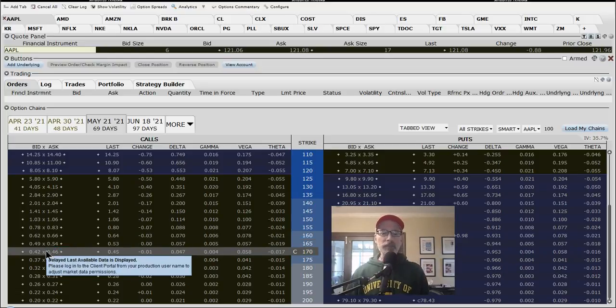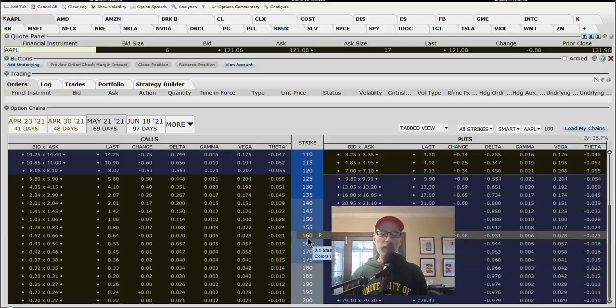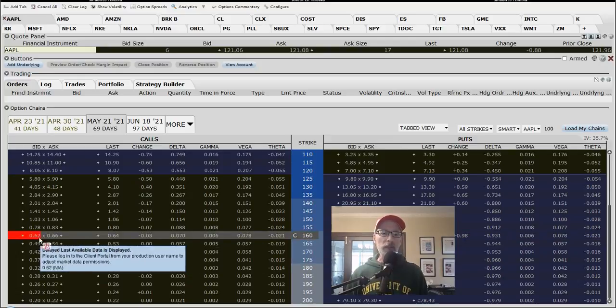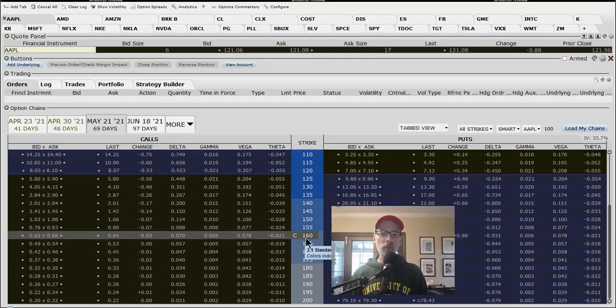But here's the thing. We want to know what the break even is. If you're going to hold the option until expiration, where is the break even? There's always a break even price on an option contract. The way to figure that out is you take the strike price and add the premium to it. So 160 plus 64 cents is $160.64.